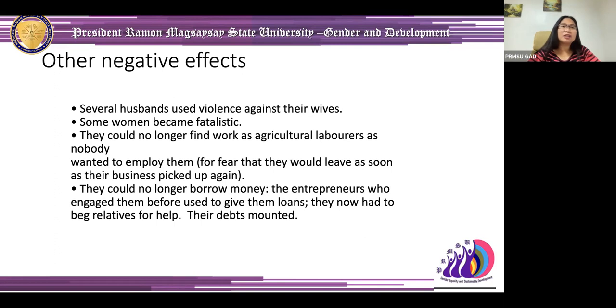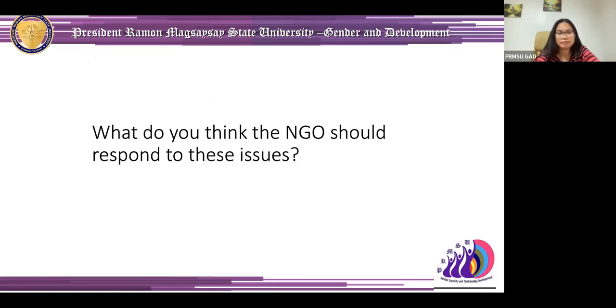So with these additional negative effects, of course, our response is to end or to stop the program because it is generally no longer good for our partner communities. So that's how we identify the impact of the program in our community. And by just using the GAM and then separating the analysis between men and women and how they are affected, that means we are making our extension programs gender responsive.